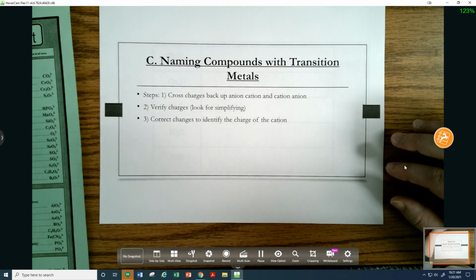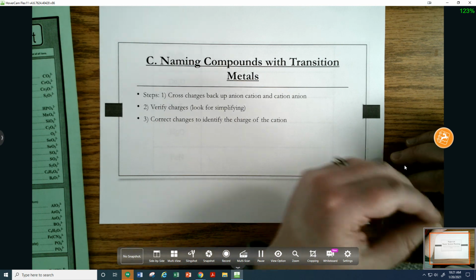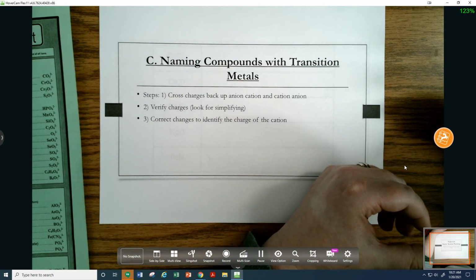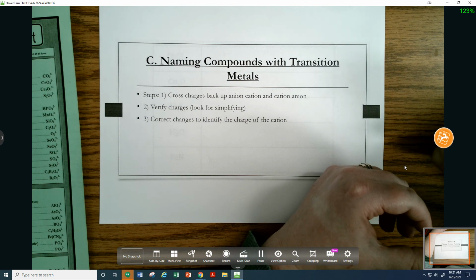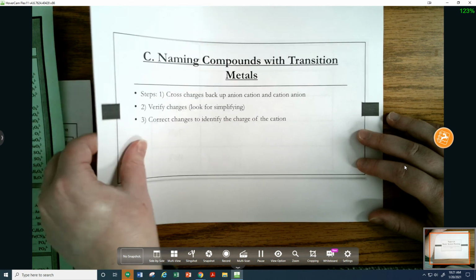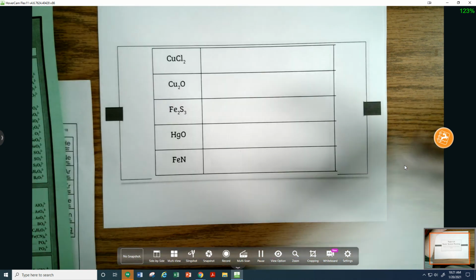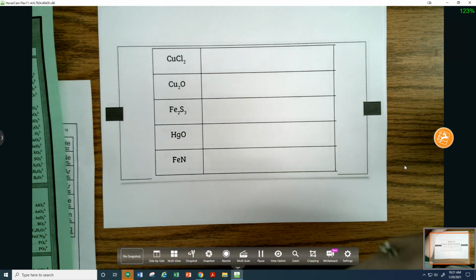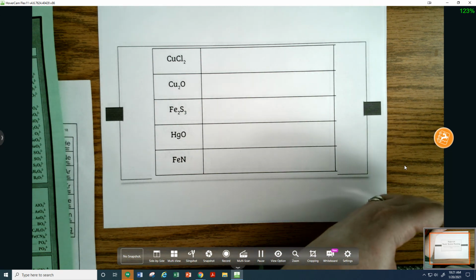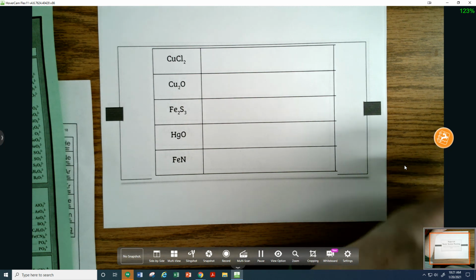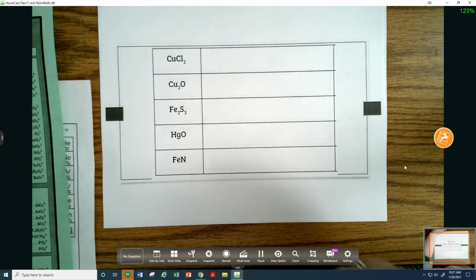The issue that becomes challenging is the formula you see might be lying to you with figuring out what that Roman numeral is. So what we have to do here is figure out what the Roman numeral is going to be for that cation. Like you saw up above, there are instances where charges cross down, there are no subscripts, and there are charges where they simplify. So we have to look at what took place.